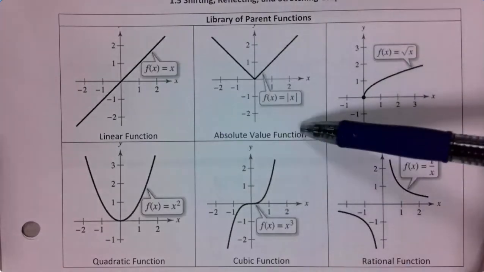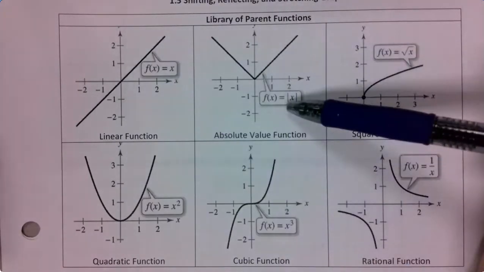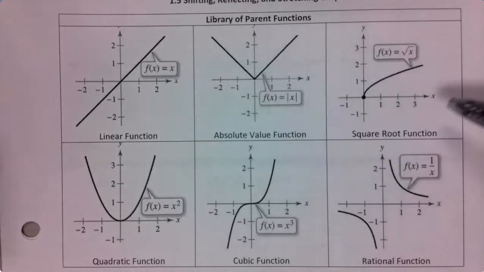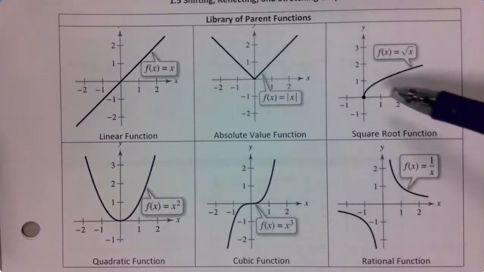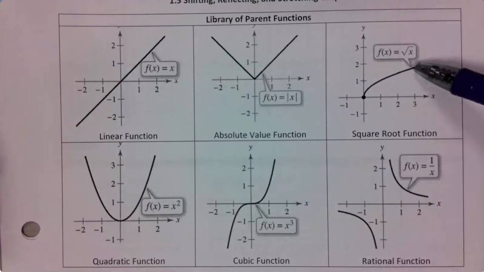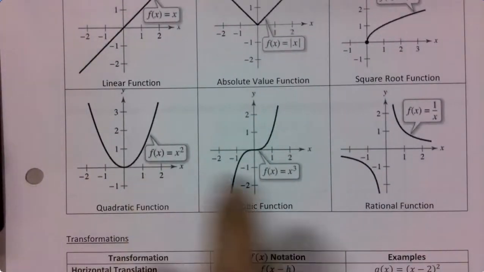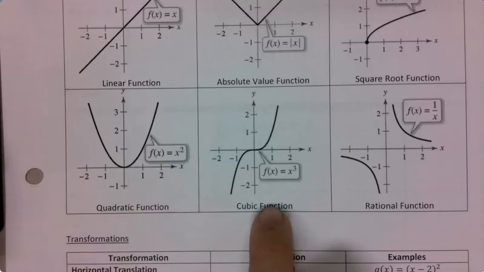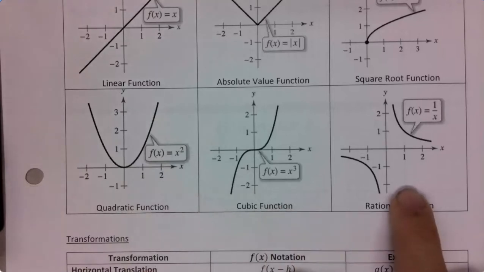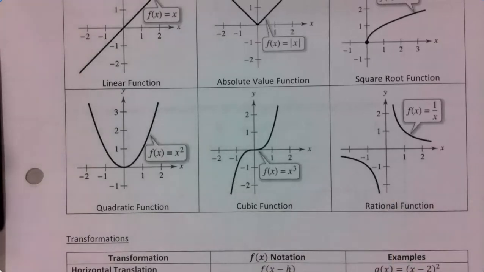I have absolute value functions, which are f of x equals the absolute value of x. I have square root functions, which are f of x equals the square root of x. I have a quadratic function, which is f of x equals x squared. Cubics, which are f of x equals x cubed. And f of x equals 1 over x. Okay, so those are basic parent functions. You should have seen all of these before in Algebra 2. Questions on that?